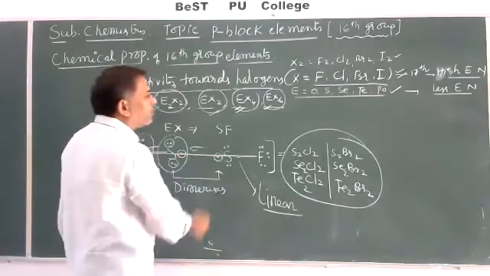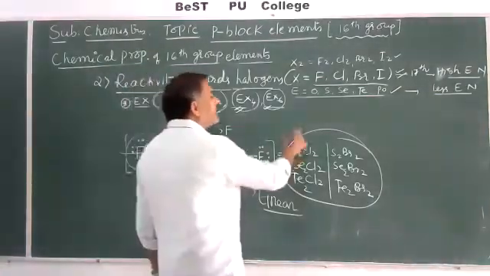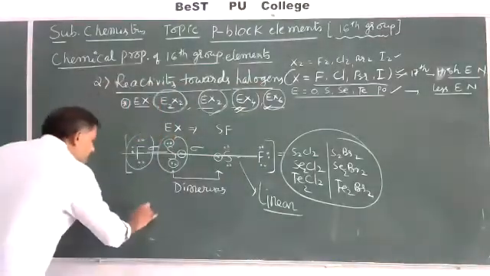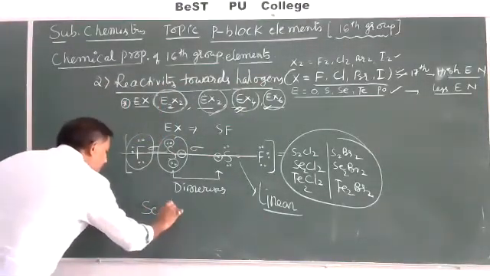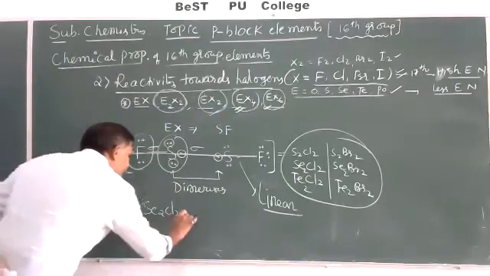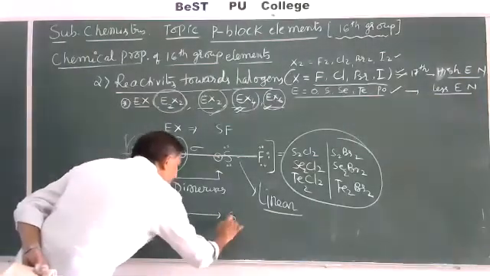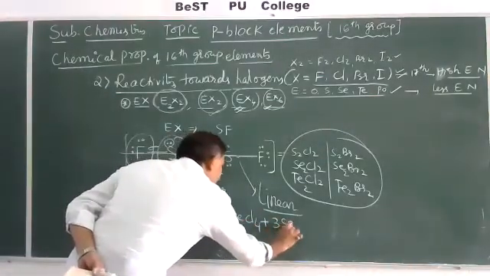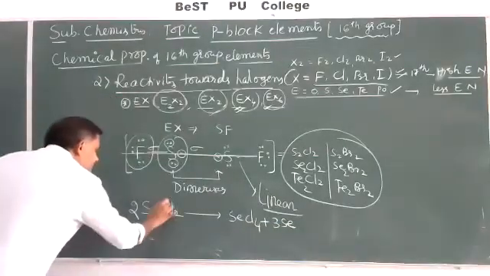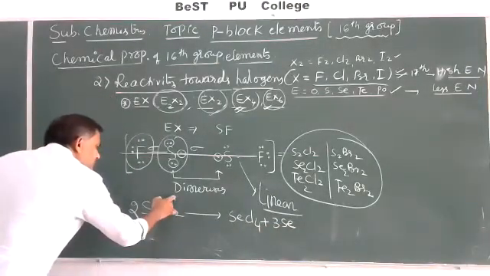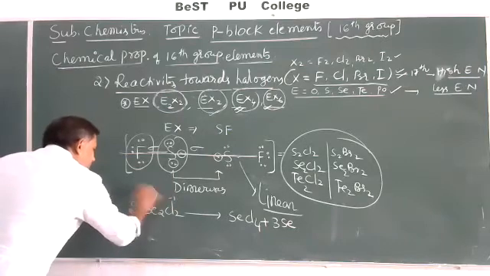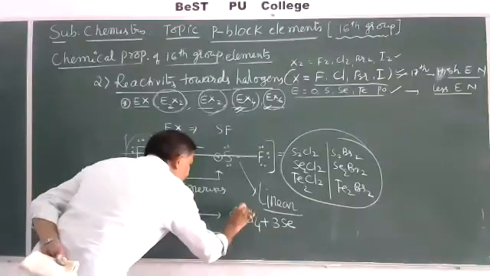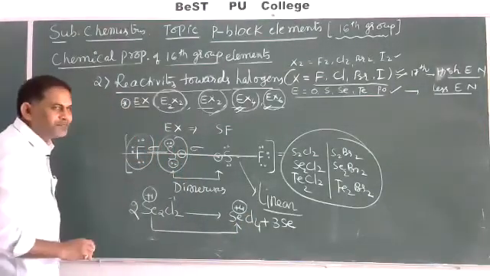Now, these monohalides easily disproportionate. That disproportionation reaction is Se2Cl2, here 2 moles. On disproportionation, it gives SeCl4 plus 3 Se is formed. See here, minus 1 into 2, minus 2, this is the plus 1 oxidation state. Now here, the oxidation state is plus 4.